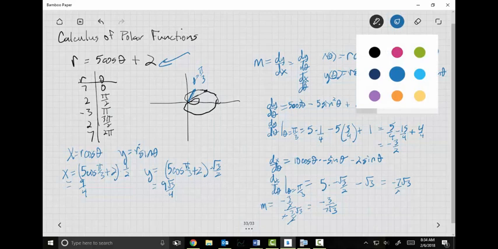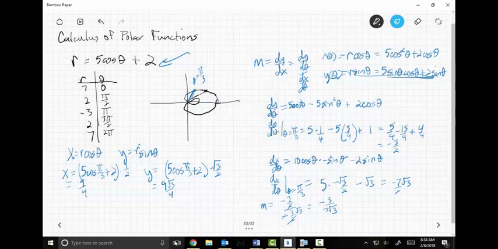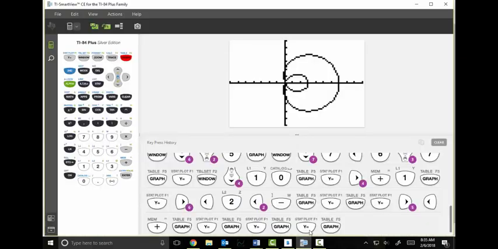Now you may be going, whoa, that's ugly. Well, who cares? Remember, as long as we have a point and a slope, we have a line. So y minus 9 root 3 over 4 is equal to negative 3 over 7 root 3 times x minus 9/4, and we're good. Which, my drawing is terrible, but you can see it a little bit better here.